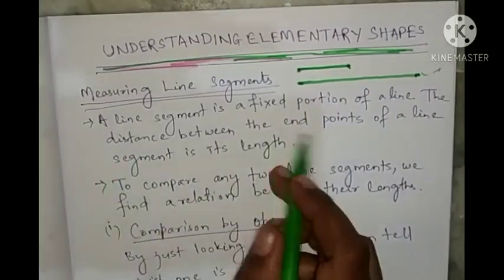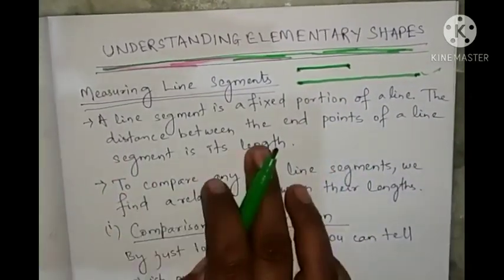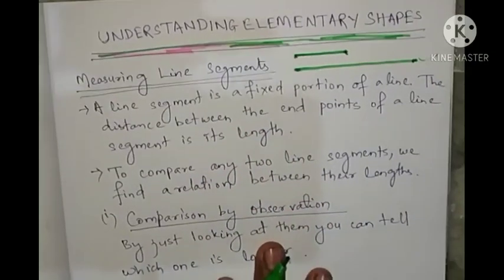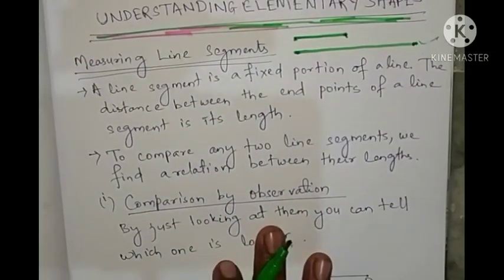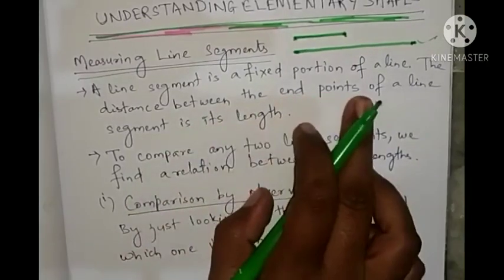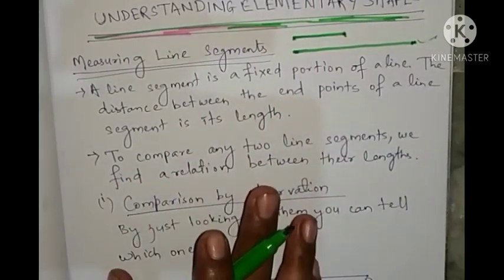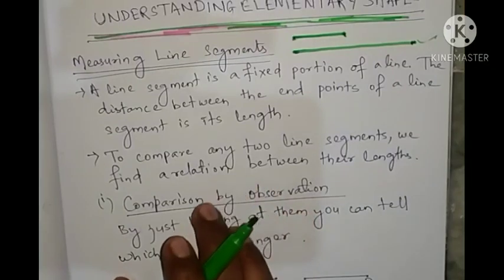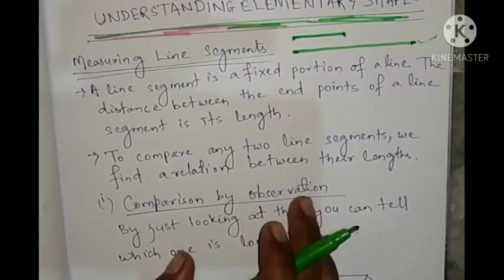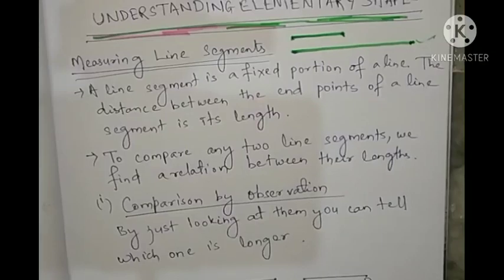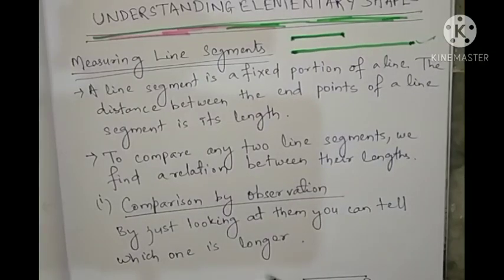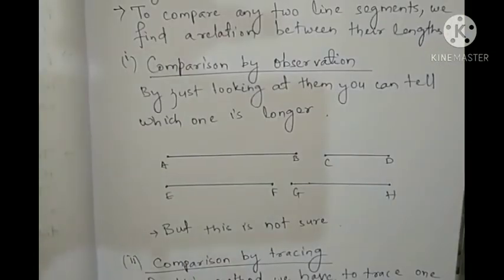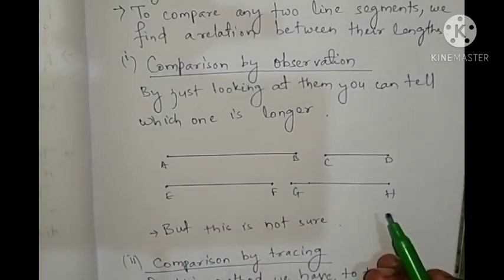A line segment is a fixed portion of a line. The distance between the end points of a line segment is its length. To compare any two line segments, we find a relation between their lengths, meaning which one is bigger and which one is smaller. The first method is comparison by observation: by just looking at them, you can tell which one is longer.